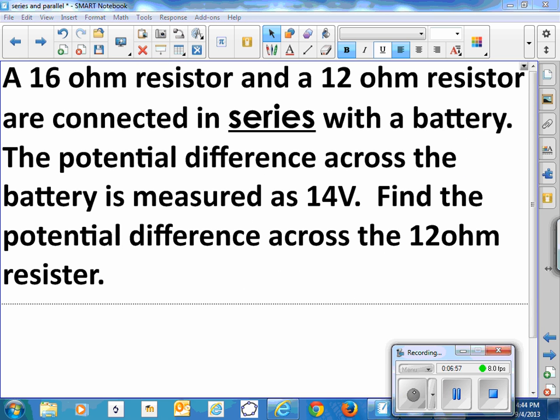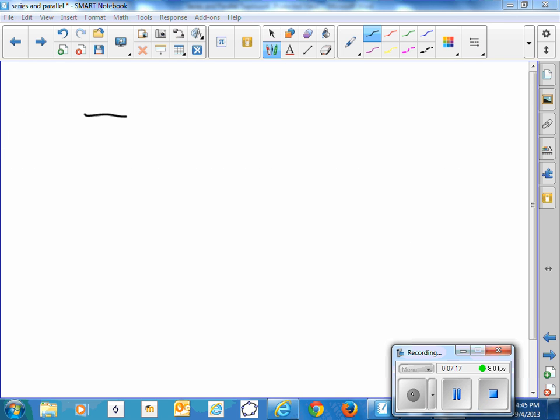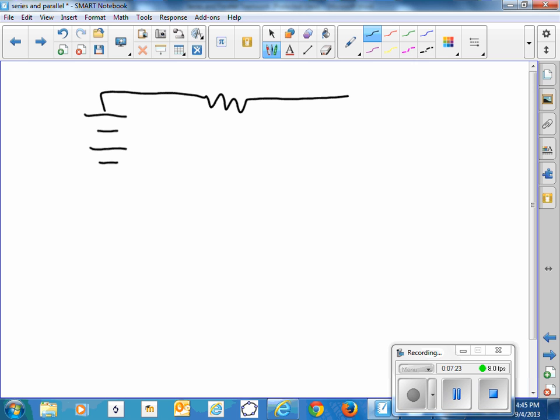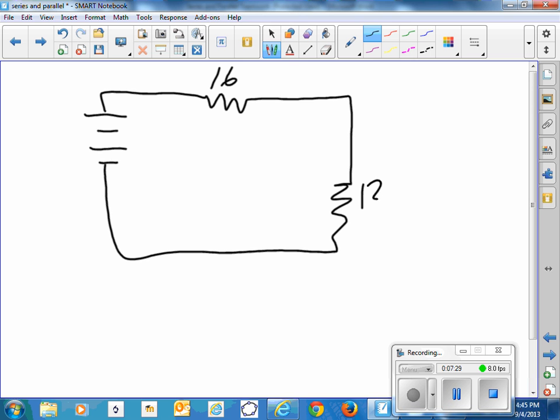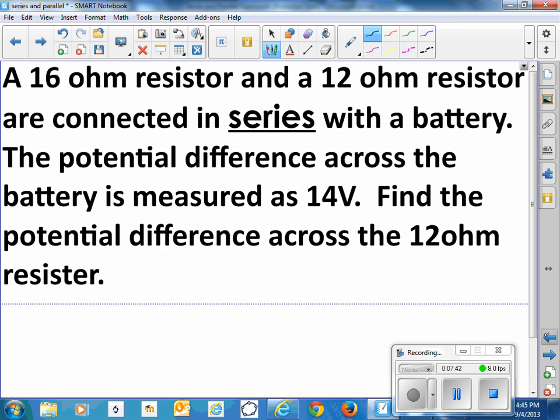Series is a little different. Let's say we have a 16 ohm resistor and a 12 ohm resistor connected in series with the battery. The potential difference across the battery is 14 volts. Find the potential difference across the 12 ohm resistor. So we'll draw us a battery, and we'll draw a resistor and another resistor. And this one we'll say is 16 ohms, and this one is 12 ohms. We know that the battery is 14 volts.